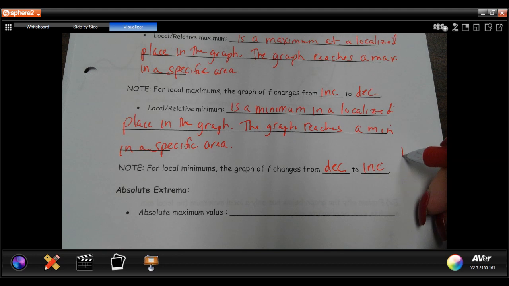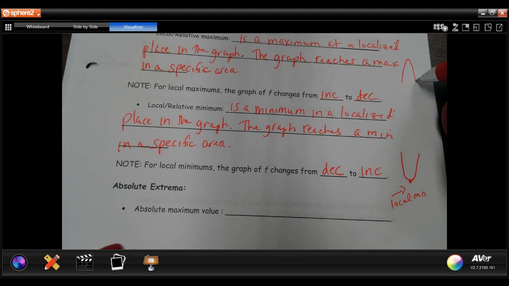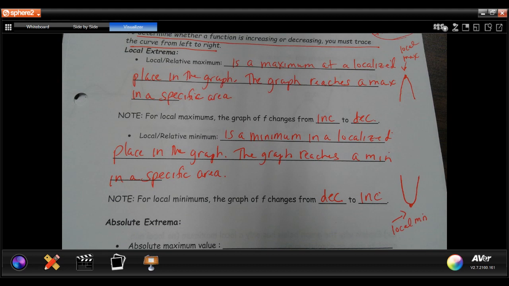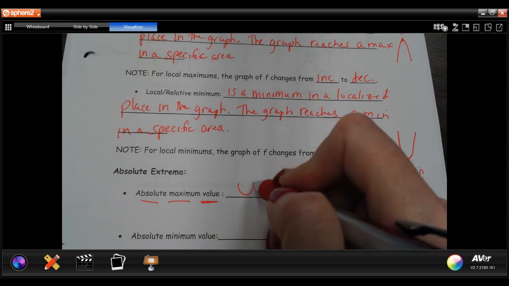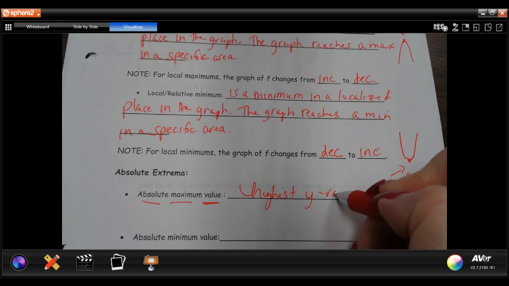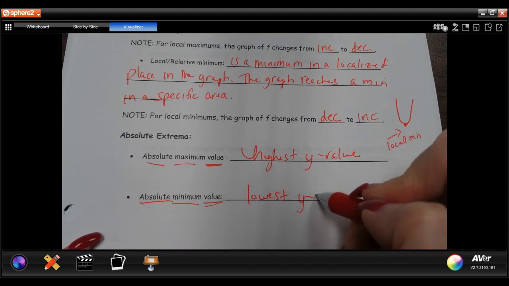So if you think about it, if a graph is decreasing and then it turns around and increases, that's a local min. And for a local max, if it's increasing and it turns around and decreases, that's a local max. Okay. Now, absolute extrema, that's the absolute highest value. So for absolute maximum value, that's going to be the highest Y value. Absolute minimum value, lowest Y value.